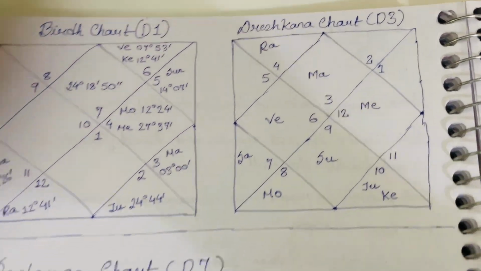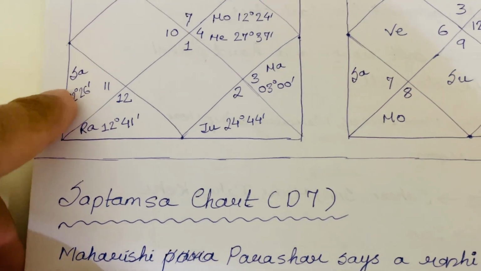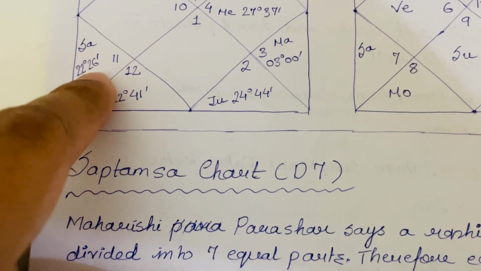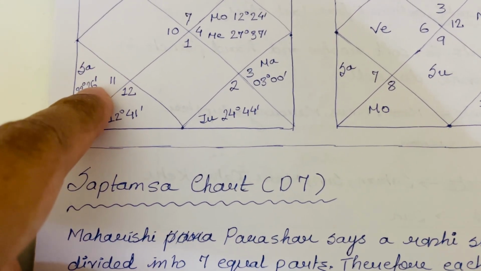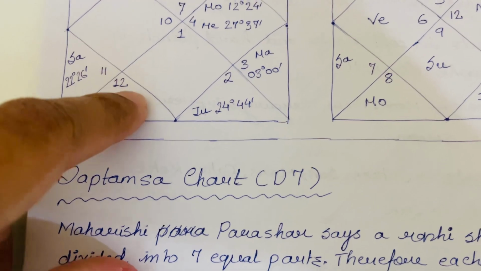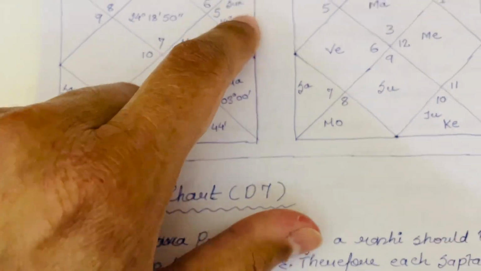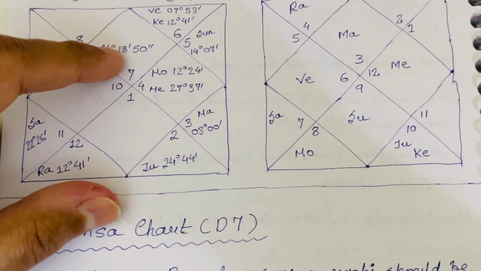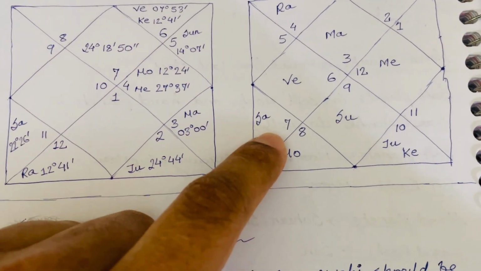This is the concept. Now let's go to the planets. Saturn is 22 degrees 26 minutes. It is falling in the third Dreshkana, ninth from itself. So ninth from itself is 1, 2, 3, 4, 5, 6, 7, 8, 9. So Saturn will get placed in Libra. Okay, this is how we do it.